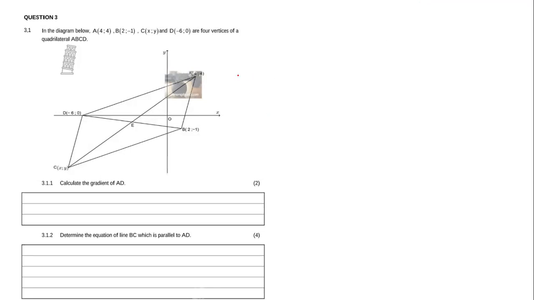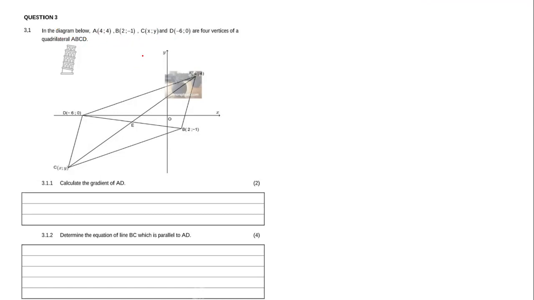So now let us do question number 3. Question number 3 is analytical geometry, so think of all the basics that you understand under analytical geometry. Starting with question number 3, the statement says: in the diagram below, A is (4;4), B is (2;-1), C is (x;y), and D is (-6;0) are 4 vertices of quadrilateral ABCD.